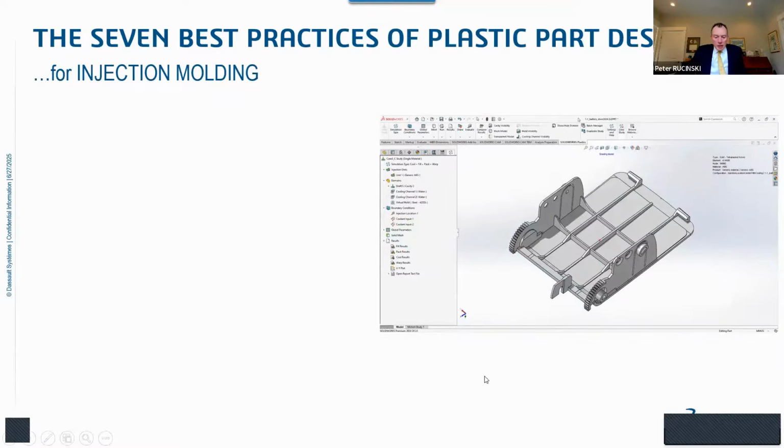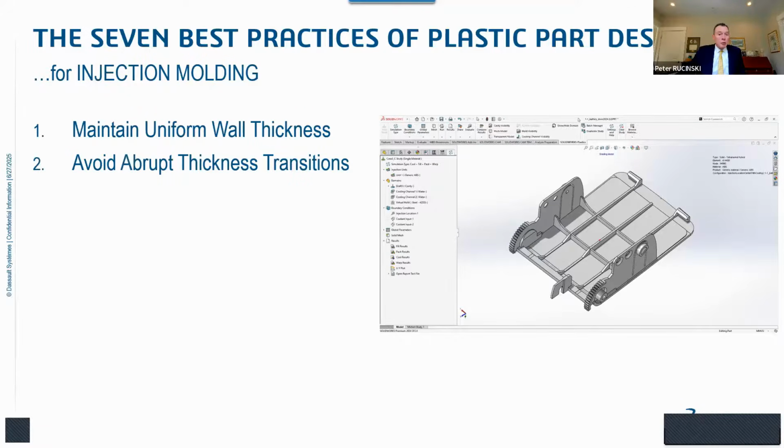So now to the heart of the content of today's webinar: the 7 best practices of plastics part design for injection molding. Again, that's the primary process that we're focused on here today. So not extrusion, not blow molding, not rotational molding. This is predominantly for injection molding. Number 1, if you did nothing else, maintain uniform wall thickness, and I'll go through each of these in more detail. Number 2, avoid abrupt thickness transitions.